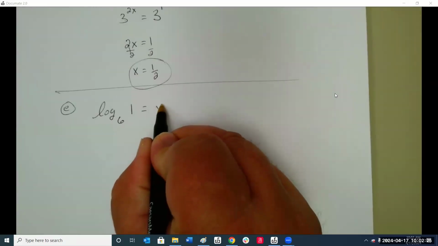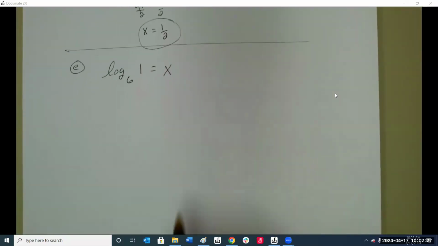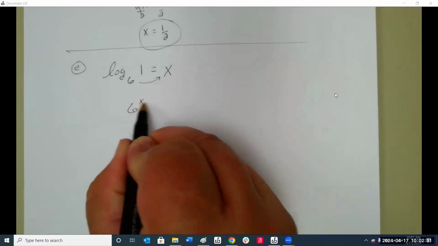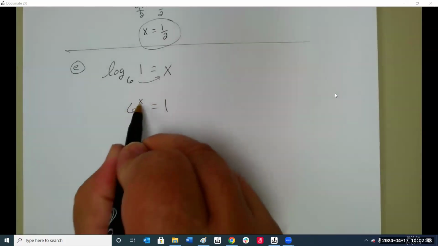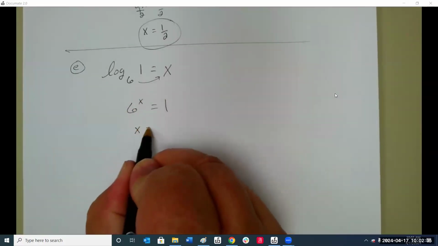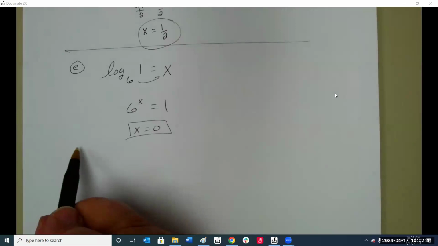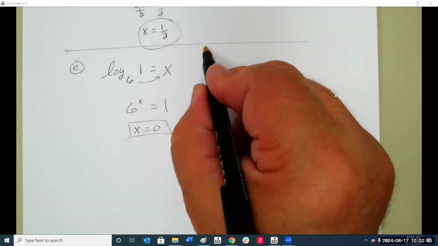It's going to be what? I was like, 6 to the power x is equal to 1. The only way that can be is if x is equal to 0. Anything to the 0 power is 1. This is our first property, and we'll get to another one here.